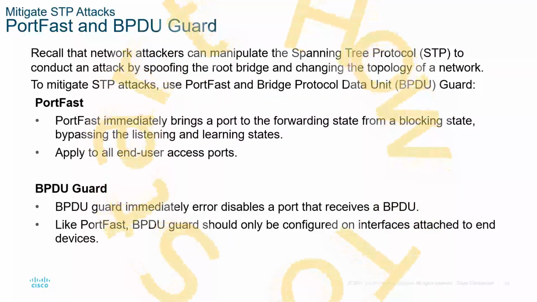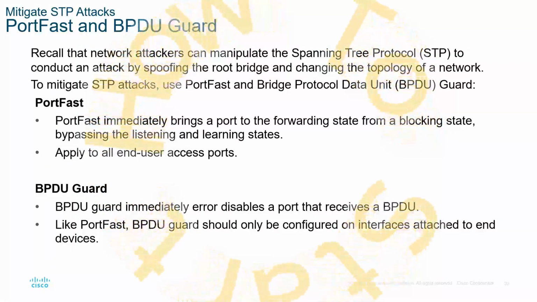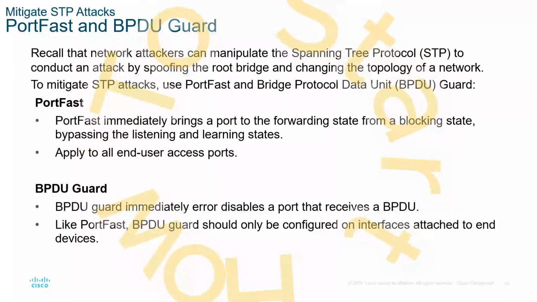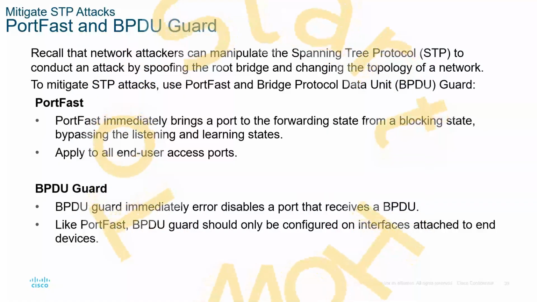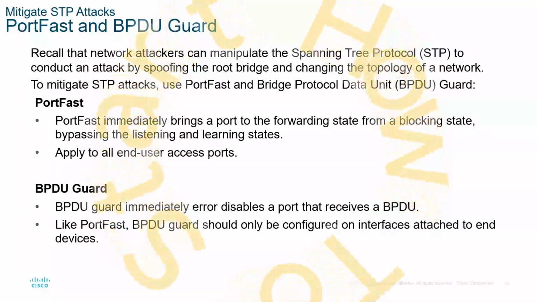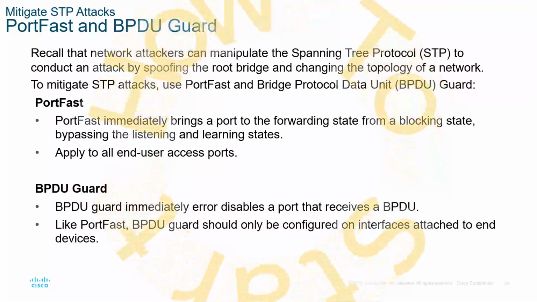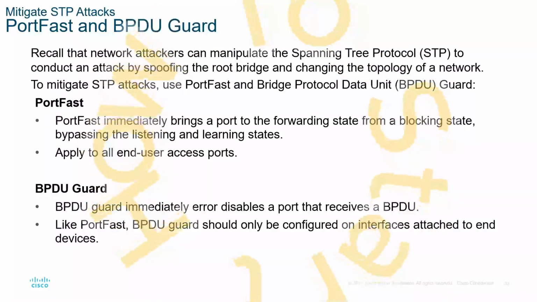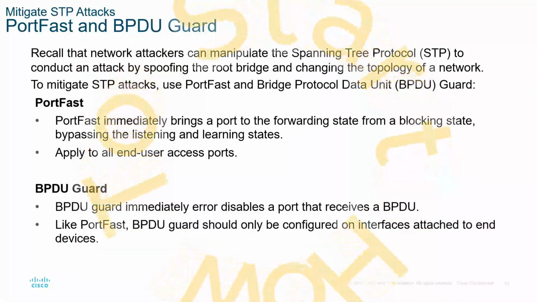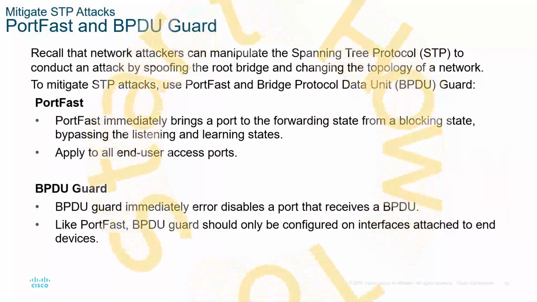BPDU guard basically causes an immediate error disable on a port that receives a BPDU when it shouldn't. So for example, PortFast should not be enabled in between switches. It should only be enabled on edge or end-device access based ports. So if a switch gets plugged into those ports and a BPDU actually comes through, error disable, and that port's turned off because it was configured to only access end devices and another switch was plugged into it.